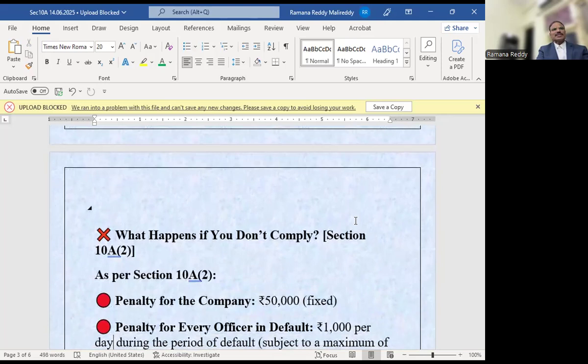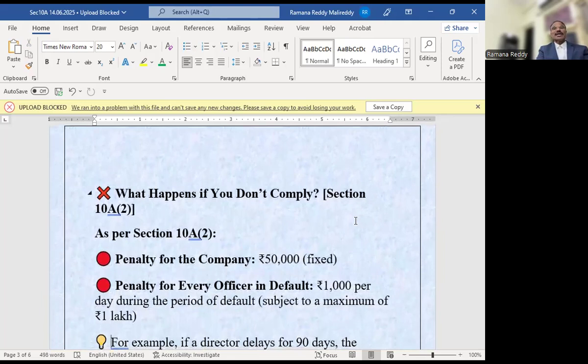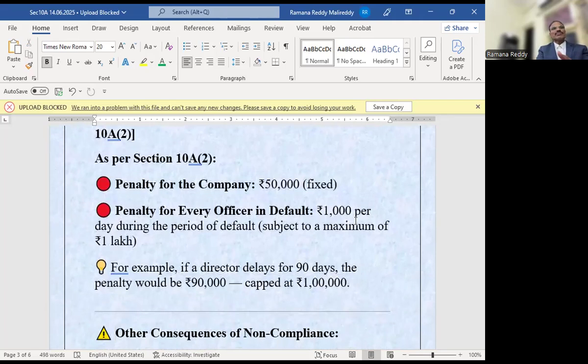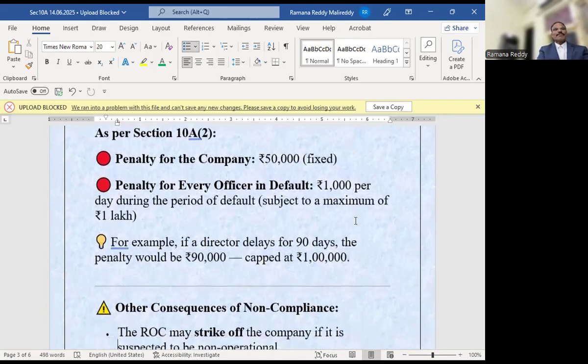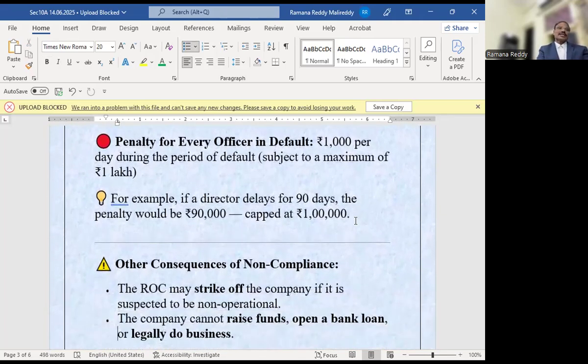So what happens if you don't comply? As per Section 10A subsection 2, the penalty for the company is 50,000. This is a fixed amount. And for every officer in default, 1,000 rupees per day during the period of default, subject to a maximum of 1 lakh. For example, if the delay is 90 days, then 90,000 rupees. The maximum limit is 1 lakh. This is for every officer in default.